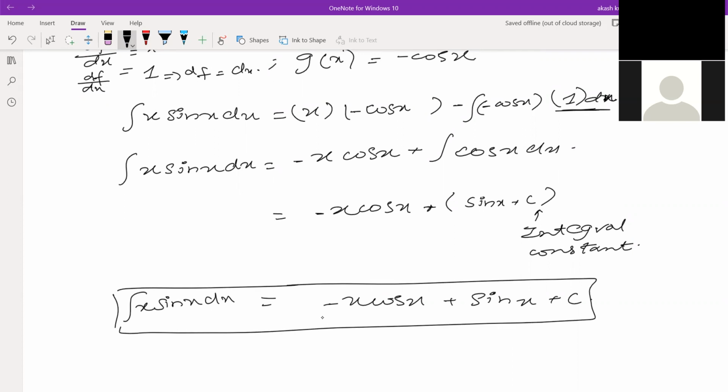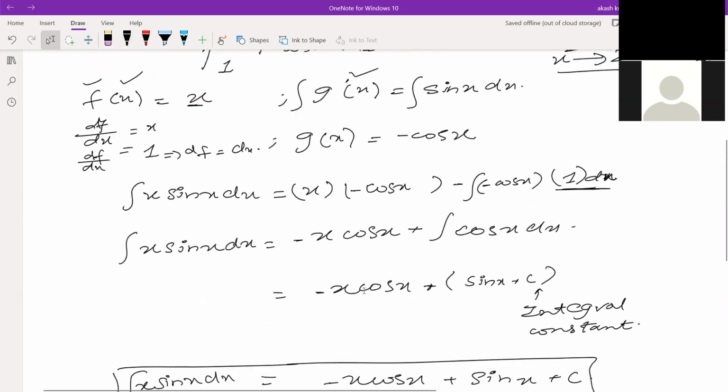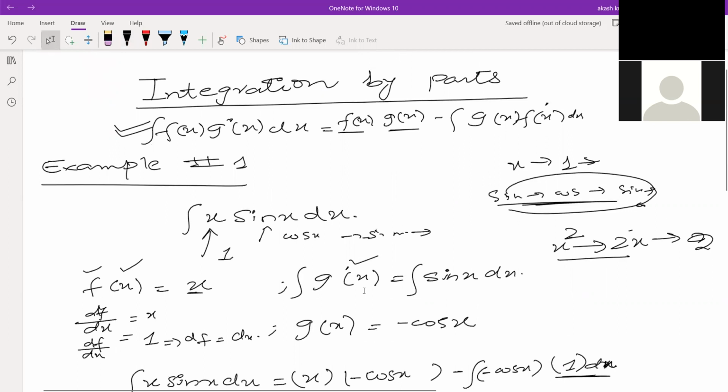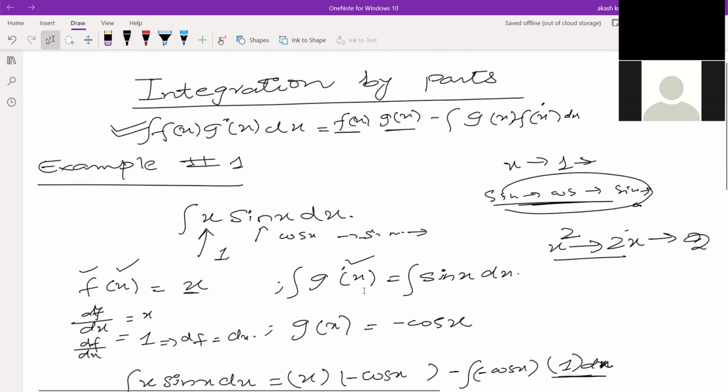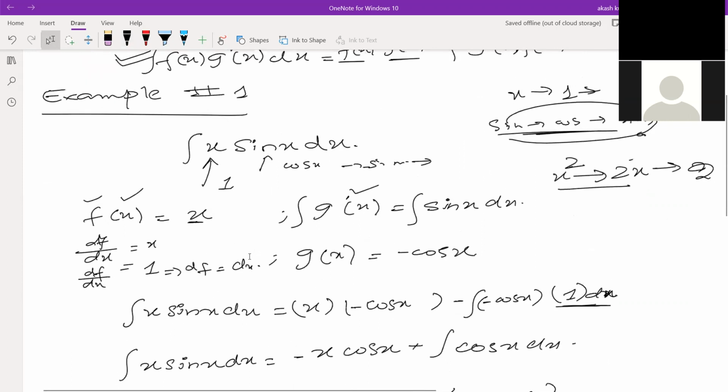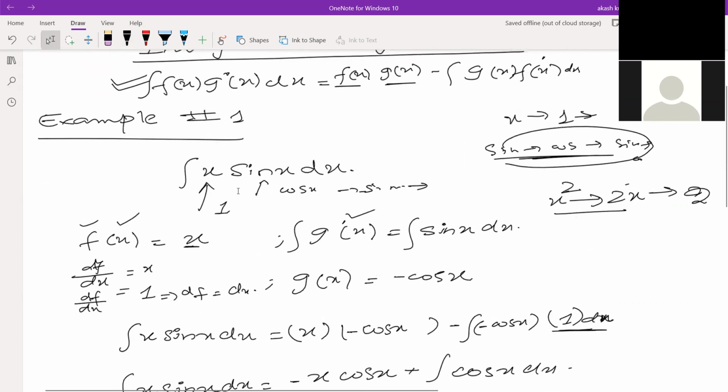Do you have any questions regarding this example number 1? Can you just go back and explain every step, one by one, after you put it in the equation? Okay. The question was to take the integral of x sin x dx. Now we know that we have two functions. One is x and another function is sin x dx.